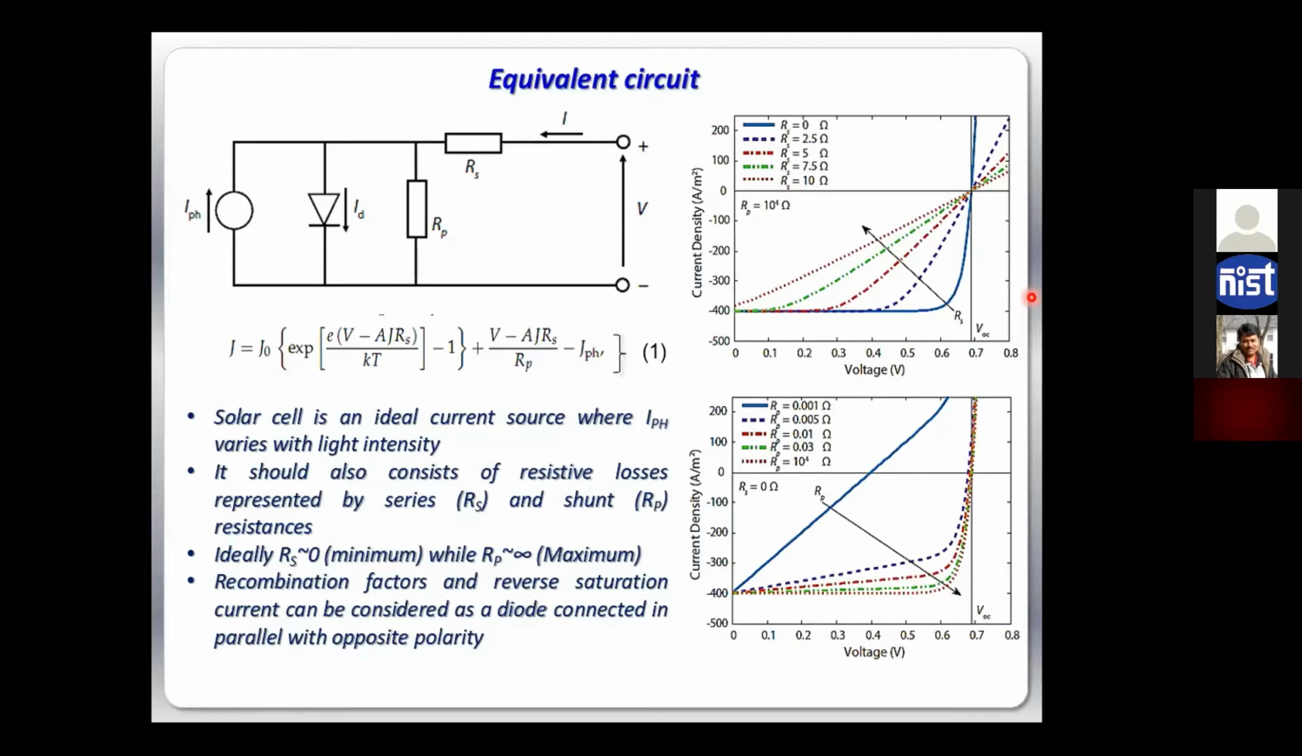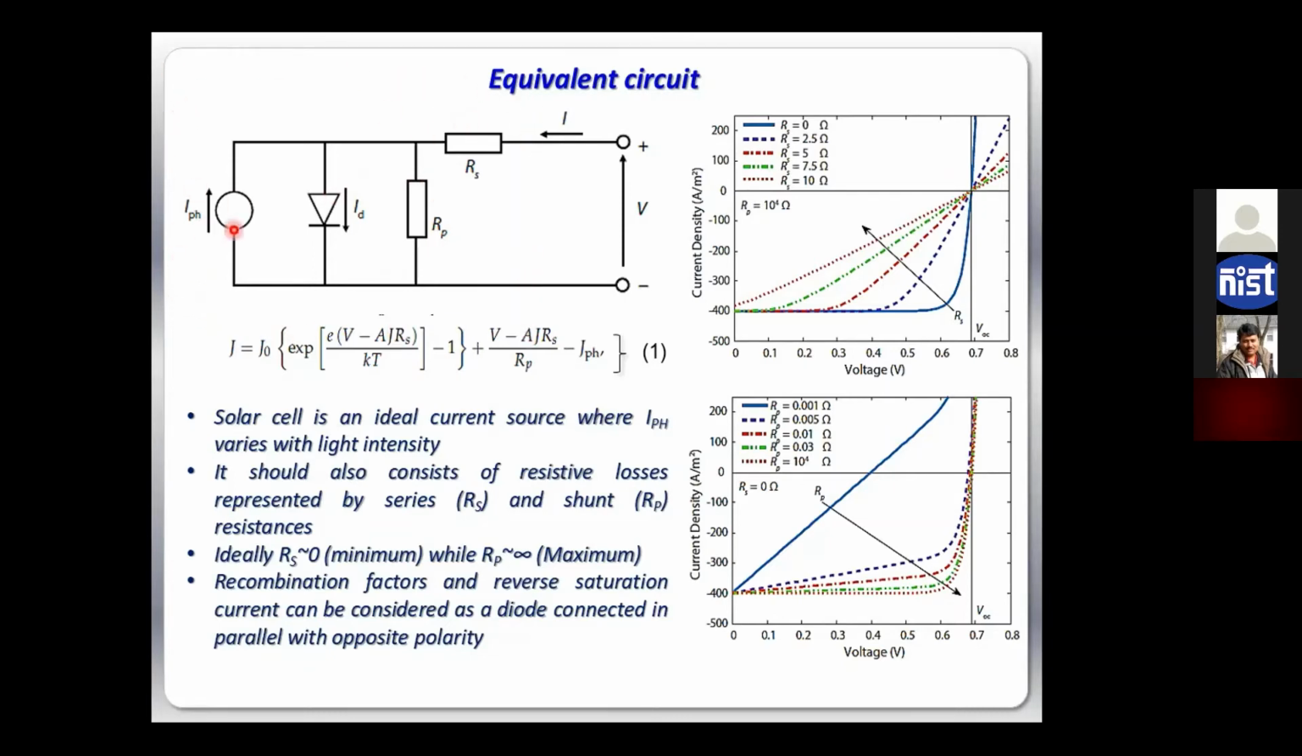So what is basically a solar cell? A solar cell is a current source, right, which gives us current under photons, but it also has some minority carrier movement, which is equivalent to a diode connected in opposite polarity, and it also has some resistances from the material as well as from the contact and all these things, right? So we consider two kinds of resistances. One is in series, one is in parallel. So this is basically the overall equivalent circuit of a solar cell.